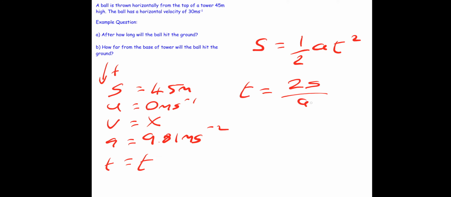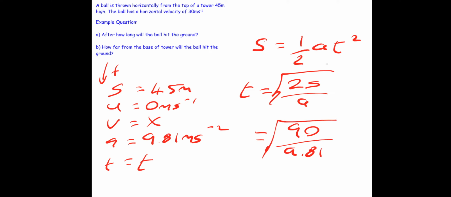So once again, it's s equals ut plus half at squared. u is 0, so that simplifies to s equals half at squared, which we then rearrange to get time. So time is equal to the square root of 2s divided by a. So 2 times s is 90, divided by the acceleration of 9.81, and then square root, which will give us 3.0 seconds.